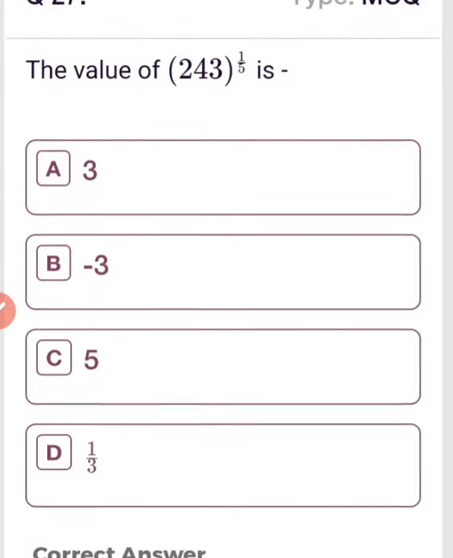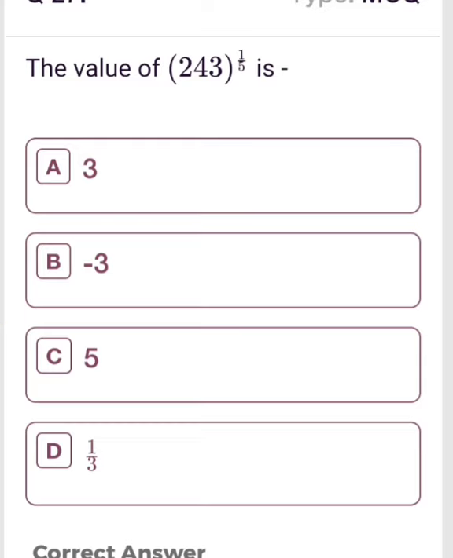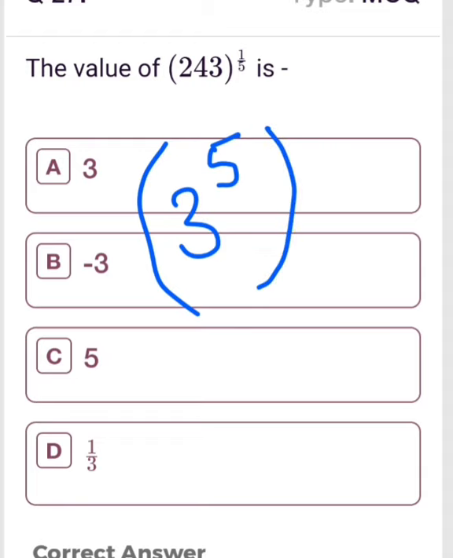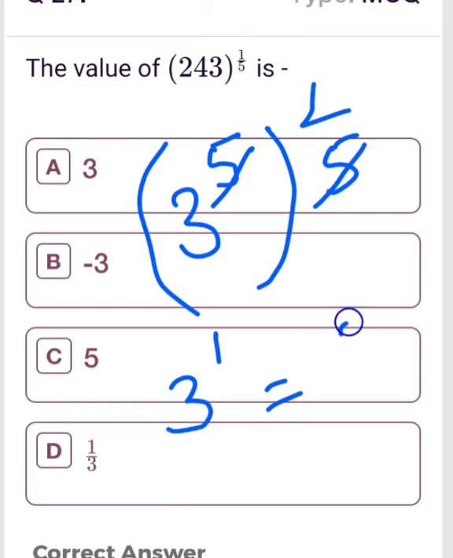Next question is 243 power 1 by 5. So what can I write? I am writing 243 like 3 power 5. And the power 1 upon 5 is given to you. So what to do? 5 to 5 cut, 3 power 1, that is your 3.